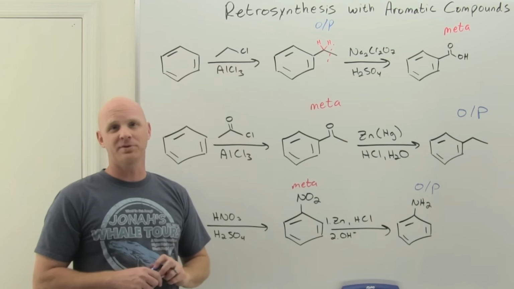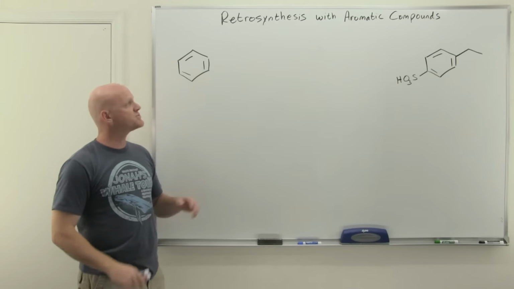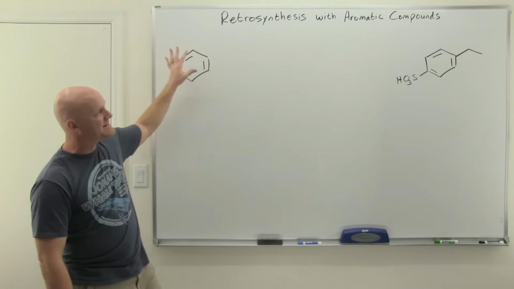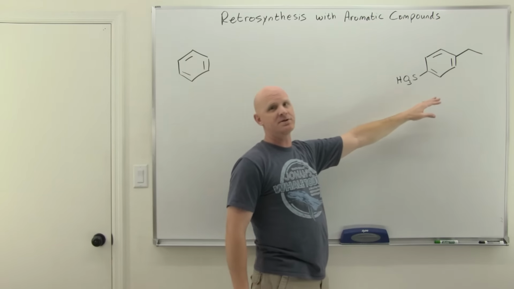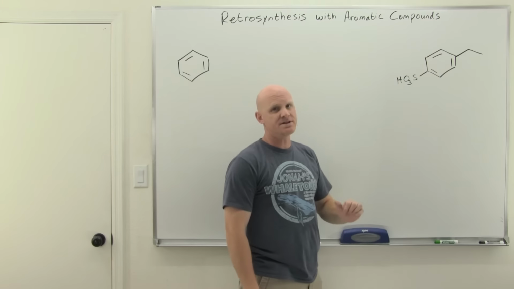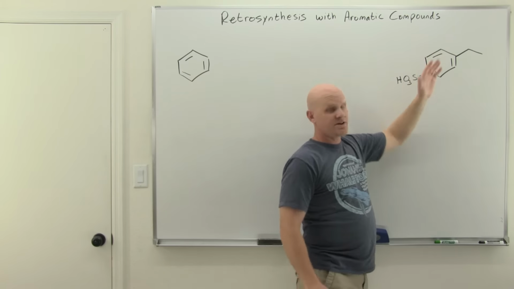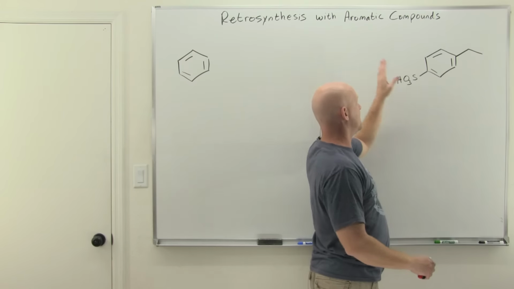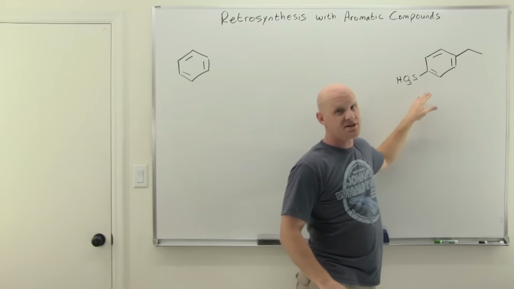Let's take a look at some examples. All right, so for our first retrosynthesis example, we're going to convert benzene into this lovely di-substituted benzene. The way you want to approach this is you want to look over at your structure here, especially when you're starting from benzene with no substituents, and you want to say, okay, I've got to add these two substituents.